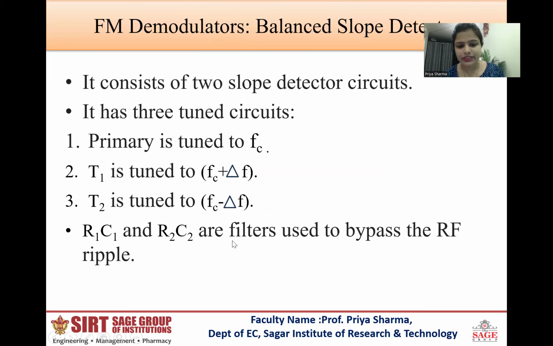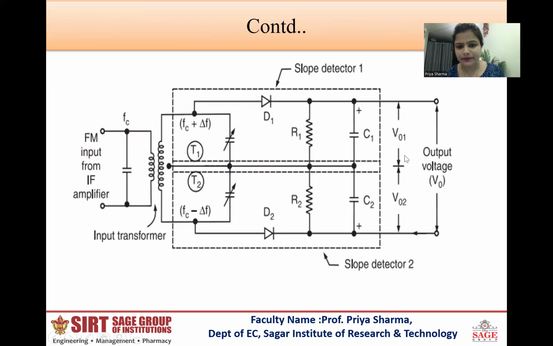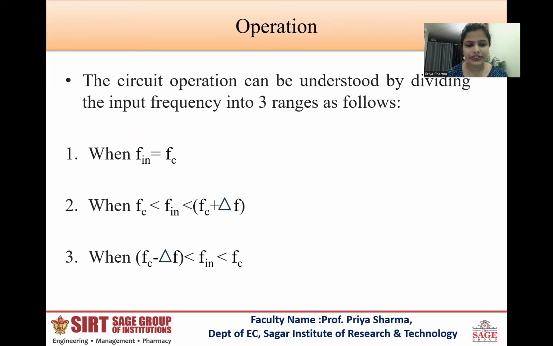R1C1 and R2C2 are the filters used to bypass the RF ripple. This R1C1 is the first filter and R2C2 is the other filter. Now coming to the operation, the output is obtained by the subtraction of both the voltages, that is V01 and V02. We can understand the operation through three ranges.